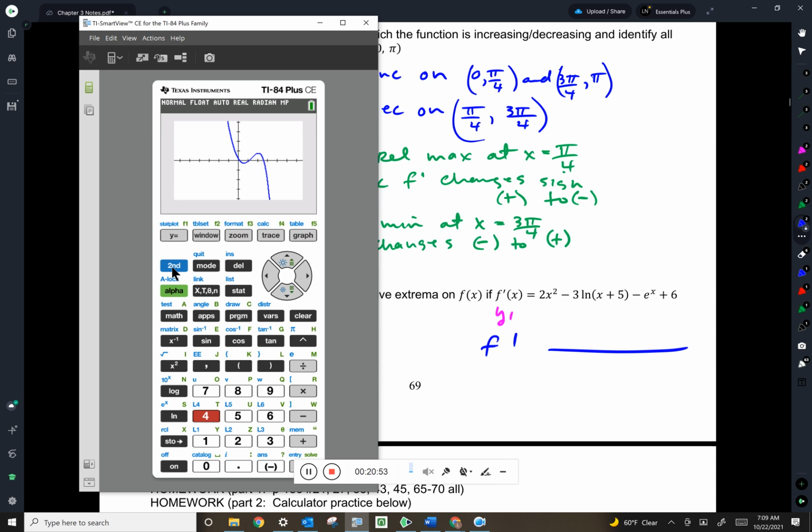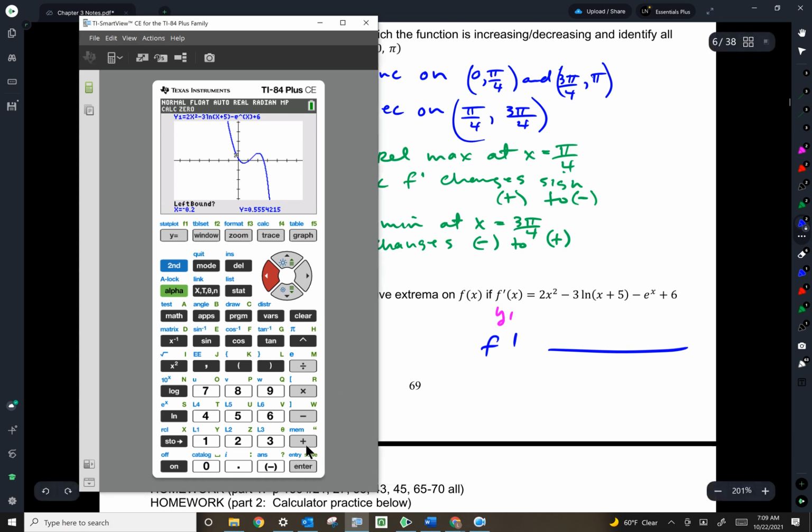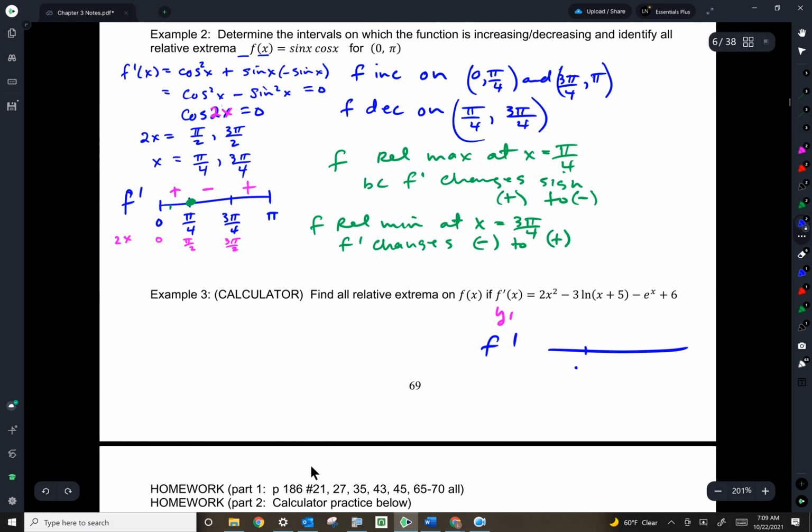So let's go in and find the zeros. Second trace, I want to find the zeros, and I'll find this first one. So enter, move my cursor just to the right of that one, enter. So my first 0 is 0.1214. Now I know that we always use 4 decimal places, but just for the sake of having space on my number line, I'm just going to use 2 for now, okay? 0.12.